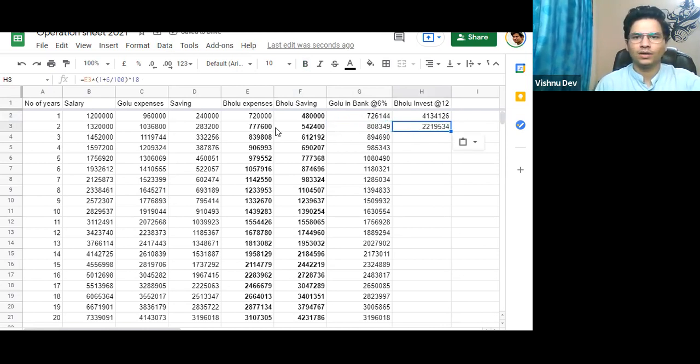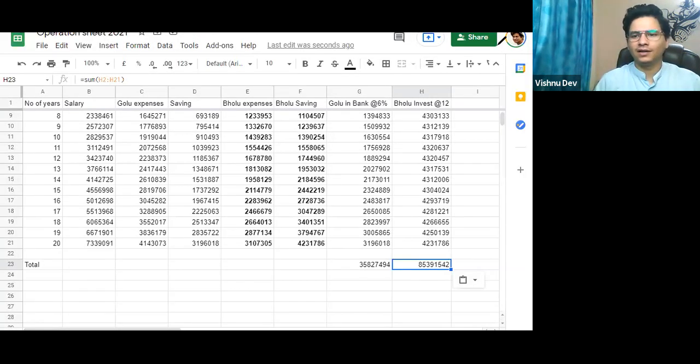Okay, so I have to do it manually, I guess. I'll do it manually, one by one, so you will understand. Tell me, money Golu is saving. Golu is saving only 3.5 crores, right? 3.5 crores. But see how much Bholu is saving.